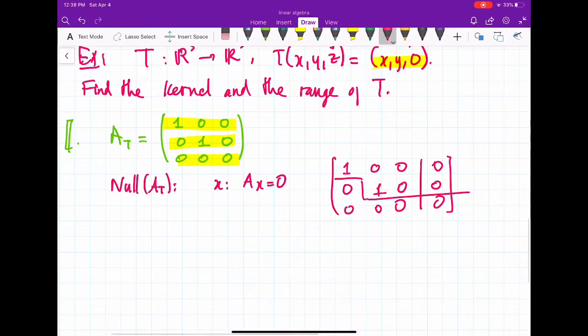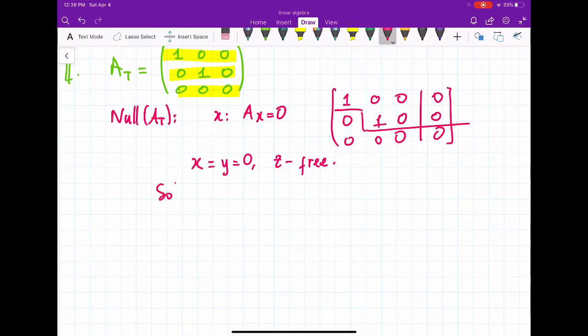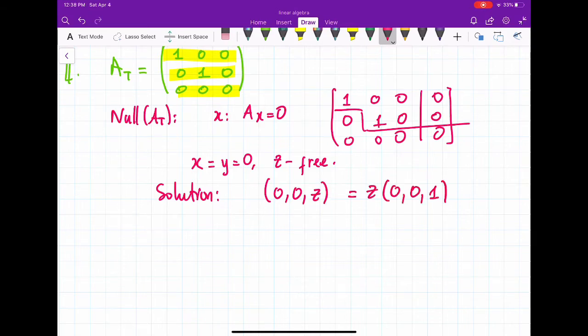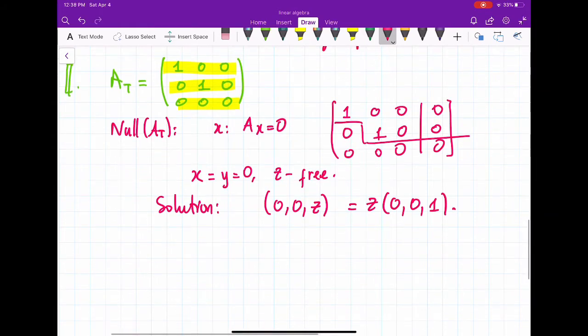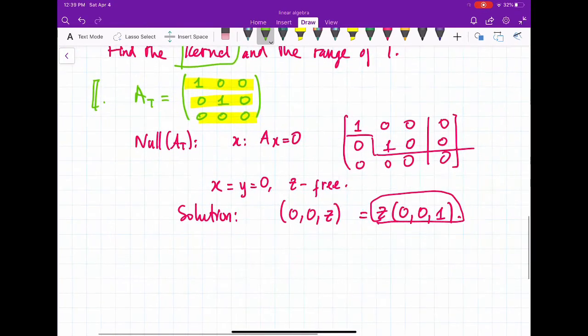So basically, you have x equal to y equal to 0, and z is free. So the solution would be (0, 0, z), which is z times (0, 0, 1). You see that? So that is the null space. The null space contains all vectors of this form. That's what you have right here, the kernel of T. Agree? And now let's talk about the range.